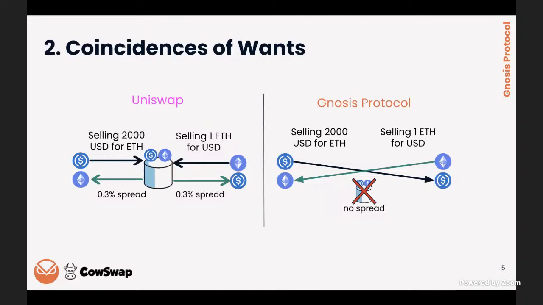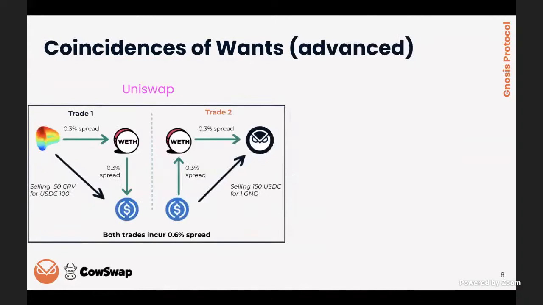We can match the 2 traders directly peer-to-peer. Now, of course, more often than not, one order will be larger than the other, in which case we could still match the small order completely via a coincidence of wants and only have to take the excess and try to find the best on-chain opportunity to settle that extra part. And for every dollar that we don't settle against external market makers, we save fees and we can pass that on to the user to get a better price.